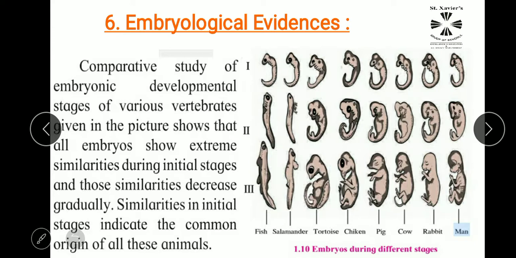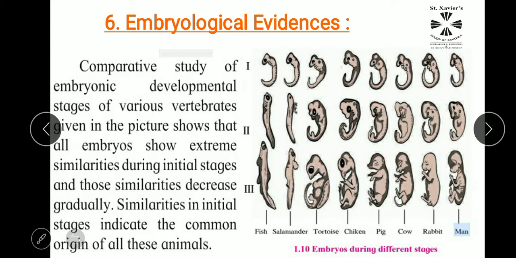Now the sixth evidence is embryological evidence. Now what is an embryo, students? At the time of sexual reproduction, the mother's egg is fertilized by the sperm of the male. When it is fertilized, the first stage is zygote formation, and after that an embryo is formed, and that embryo develops, students, inside the womb of the female.